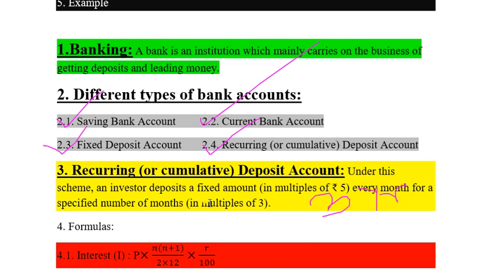That means remember that the duration is always a multiple of 3. Duration is always a multiple of 3. It's very important.